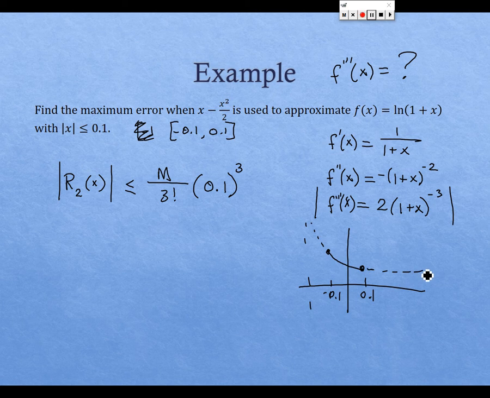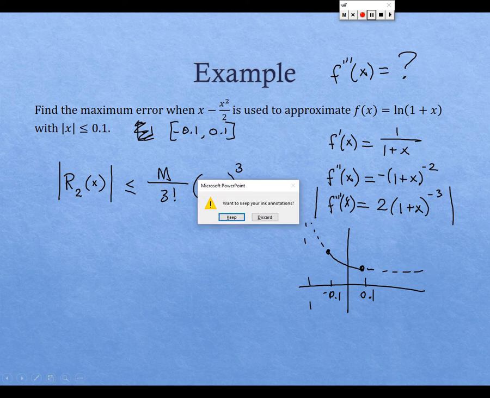So where is the maximum for this function? How would you get it? If you plug in what? Yeah, it happens to be, it's nice, for the functions we've looked at today, the maximum value of the absolute value of the n plus first derivative happens to be at an endpoint. Could it be in the interior somewhere? It could. It often won't be.